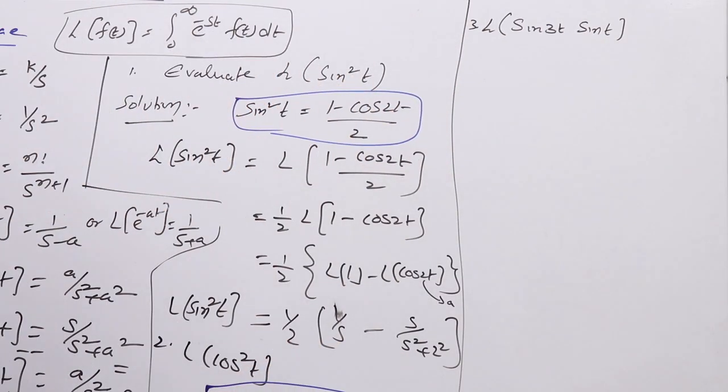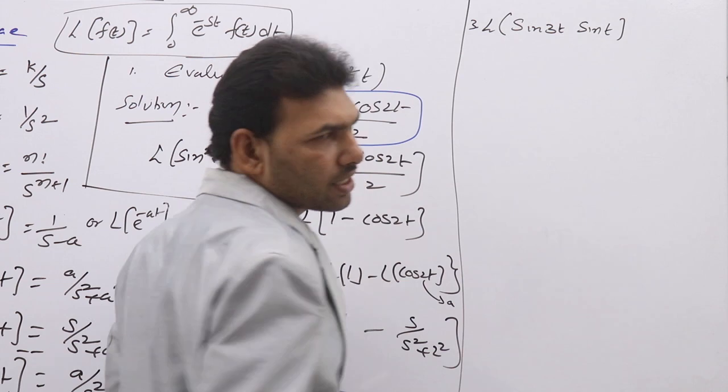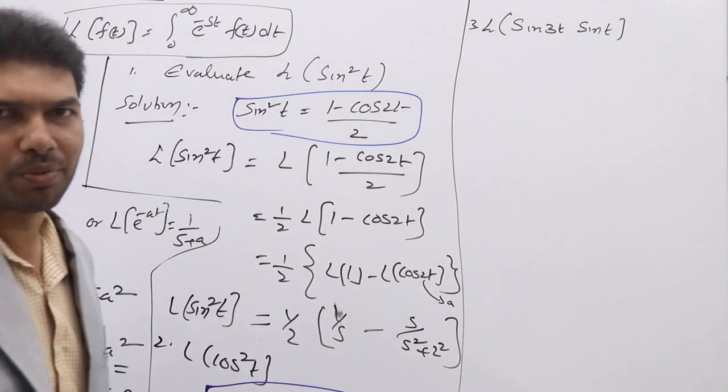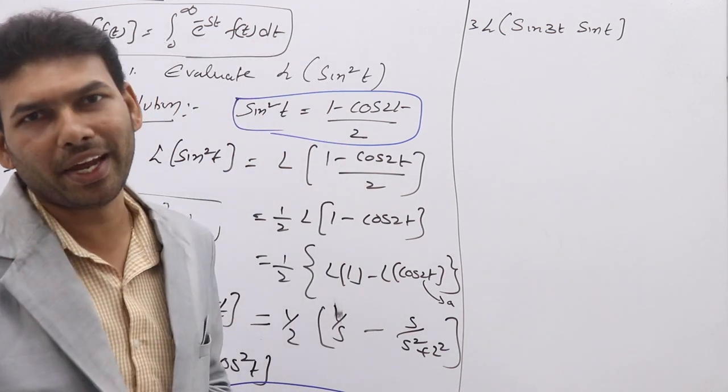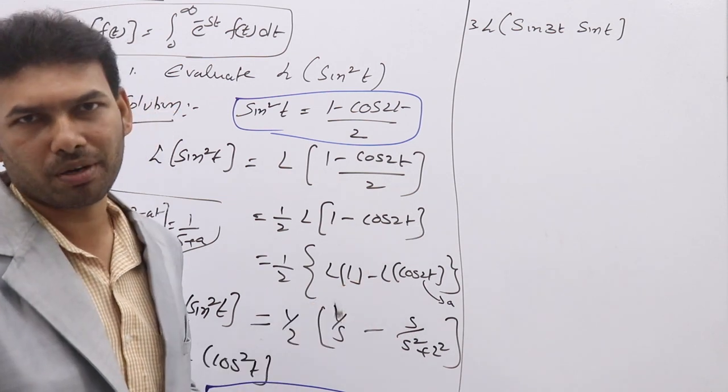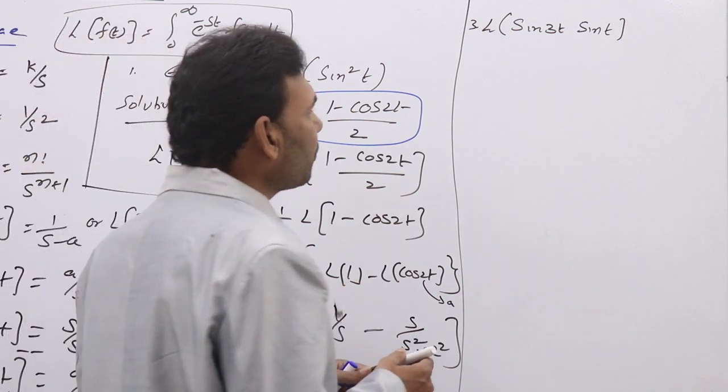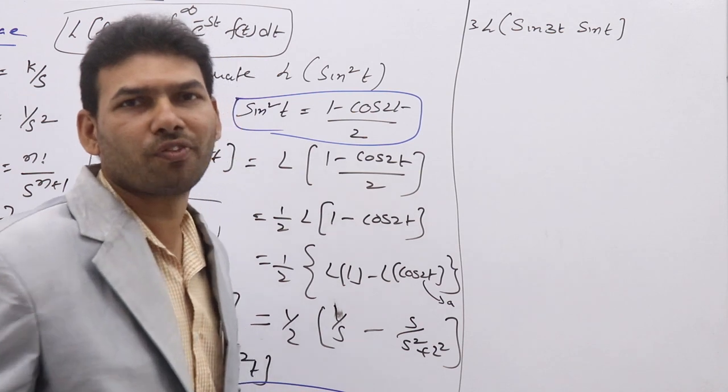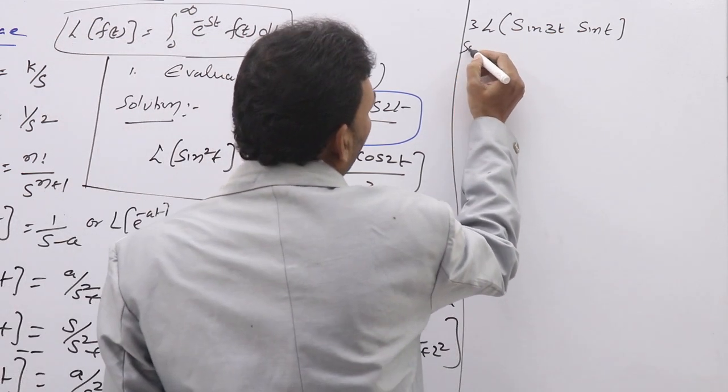When two trigonometric functions, sin or cos, are in product, how do we evaluate the Laplace transform? You cannot write Laplace for individual terms when they are in product. If they are in sum or difference, you can apply Laplace to each individual term and easily evaluate it. So here you need to use the trigonometric transformation formula, which you know very well.